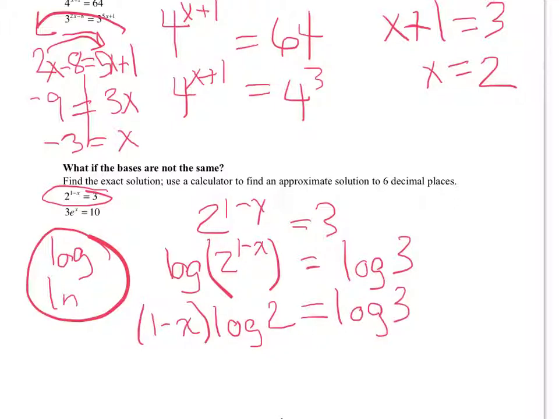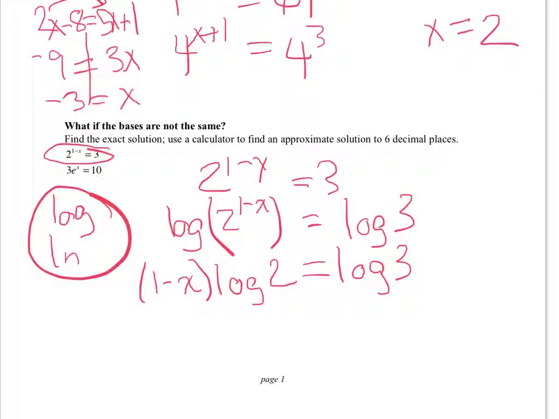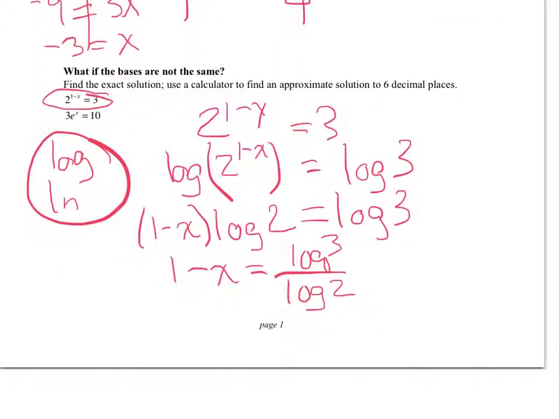Now we can divide by log of 2. If we divide both sides by log of 2, we get 1 minus x equals log of 3 divided by log of 2. And now we just have to rearrange our terms so we can solve for x. And so when we do this, we will get x on the right-hand side equals 1 minus the log of 3 divided by the log of 2. So I will let you figure out what that value is on your calculator, rounded to 6 decimal places.